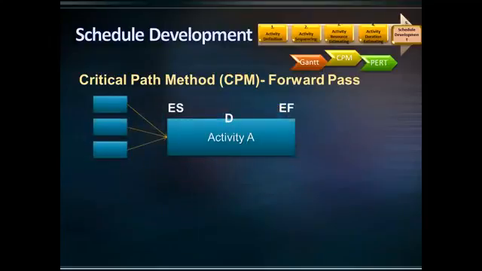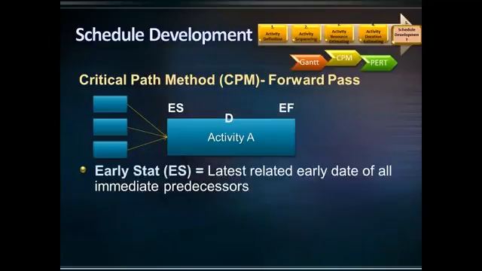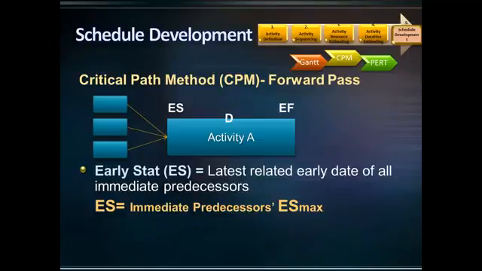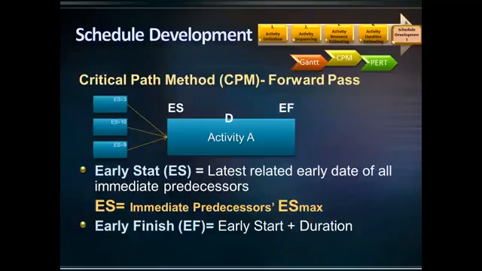As you've examined the forward pass in the previous example, you've seen that the early start of an activity is the latest related early date of all its immediate predecessors. In other words, the early start of an activity is the maximum early finish of its predecessors. For instance, if the early dates of activity A's predecessors are 3, 10, and 9 days, the early start of activity A will be 10 days, taking the maximum of its predecessors. The early finish of an activity is its early start plus the duration. This is how the early start and early finish dates are calculated in the forward pass.